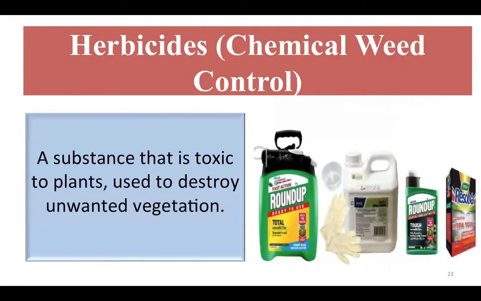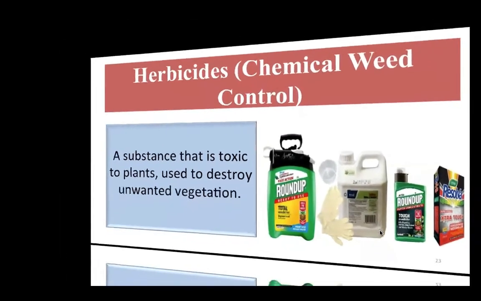Chemical weed control uses a substance which is toxic to plants and destroys the unwanted vegetation. So these are basically three to four herbicides or chemical weed control methods which are commercially available in the market.